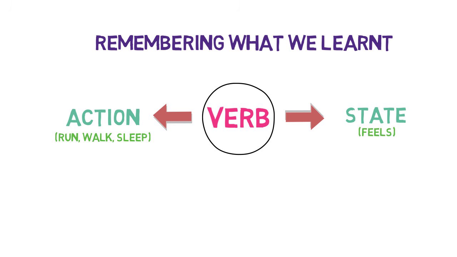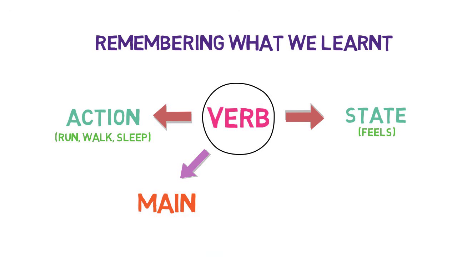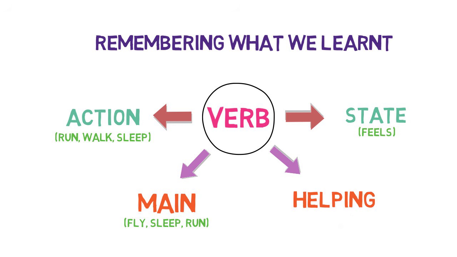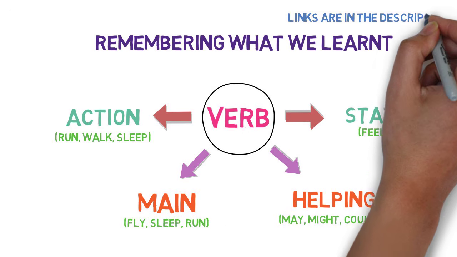There are two main types of verbs. First, main verbs. These are the actual action verbs and don't require any other words to help them, like fly, sleep, run. And second, helping verbs. These verbs require the support of main verbs. Examples: may, might, could, is. Please check that video if you haven't already. I have given the links here and in the description.